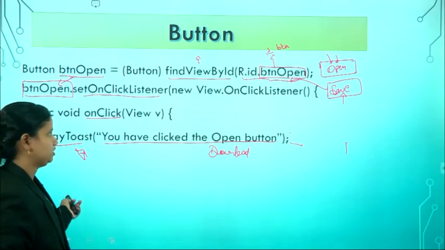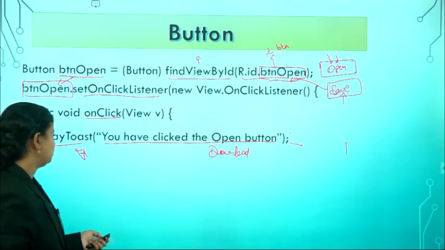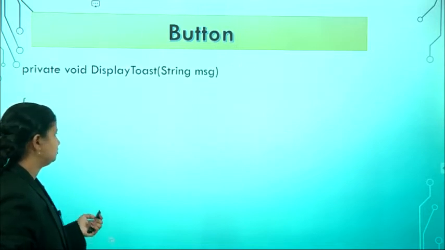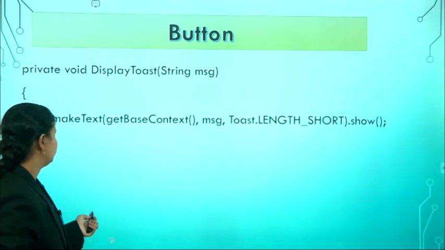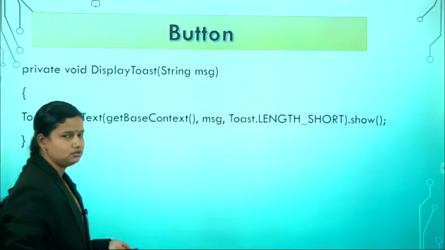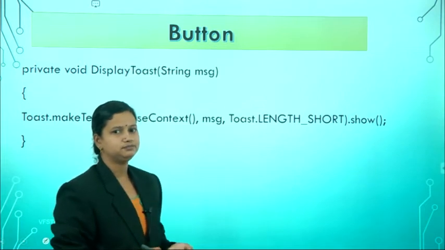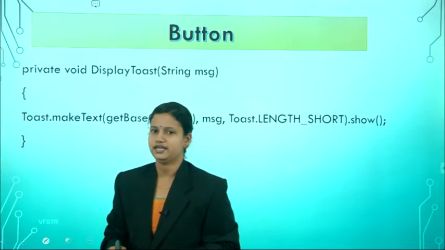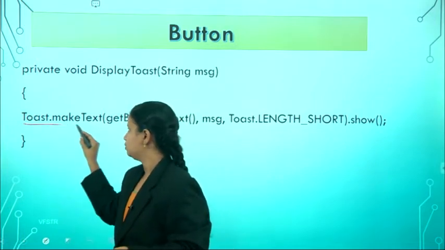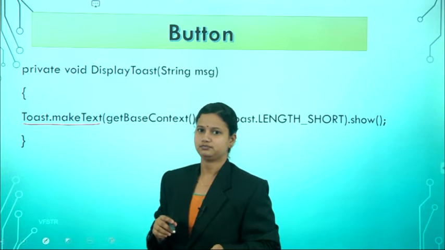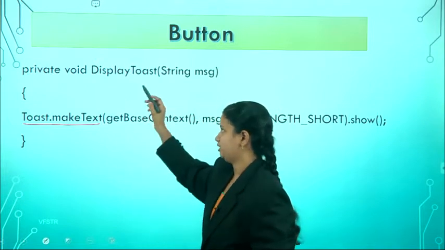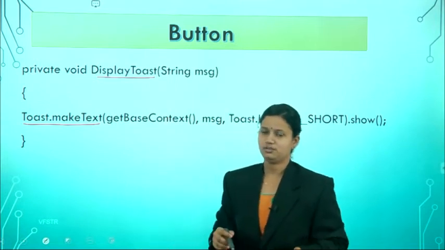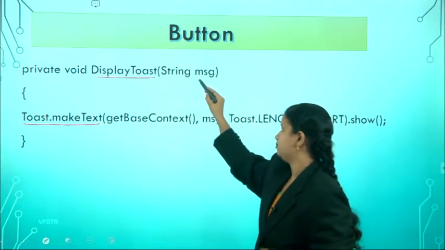So the method implementation will be like this. What is display toast? Display toast is a user defined method, and it is to be developed like this. To display a message for a short amount of time, that means a few seconds, we have to use the Toast.makeText method. First of all we have to implement a method, private void displayToast, and the parameter we have to pass is the message.